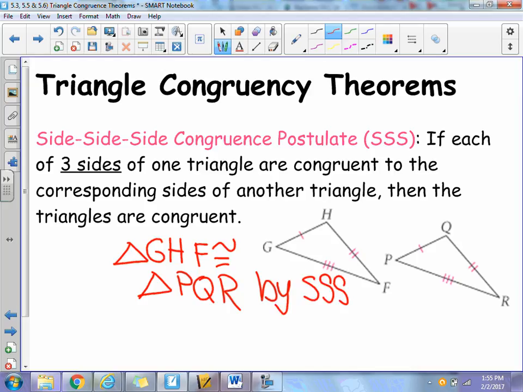So that's all you're going to have to do now. Write the statement and tell me why. A lot less writing, isn't it? A lot easier, isn't it? I told you we weren't going to stick with that stuff for real long. I just had to teach you what it meant to be congruent first, then the shortcuts.